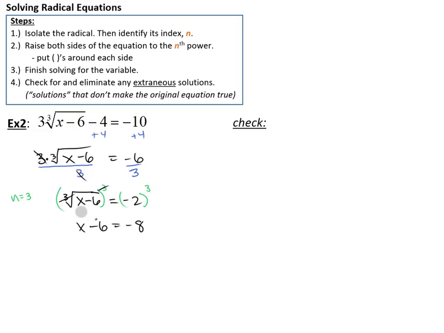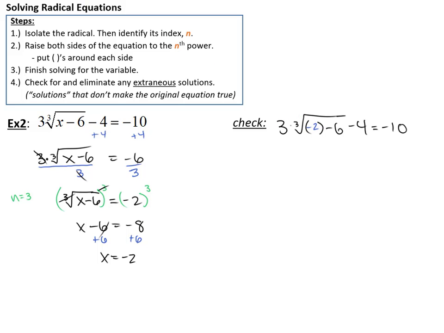Right? You can double check that. But now we need to finish solving for x. And all we need to do to solve for x is add this 6 to the other side. And I think we've got a value to go through and check. Don't forget, it's very important to check in this section because this may be one of those false or extraneous solutions. So let's check. 3 times the cubed root of x minus 6. So I'm just going to put parentheses where x was. Will this end up equaling -10?